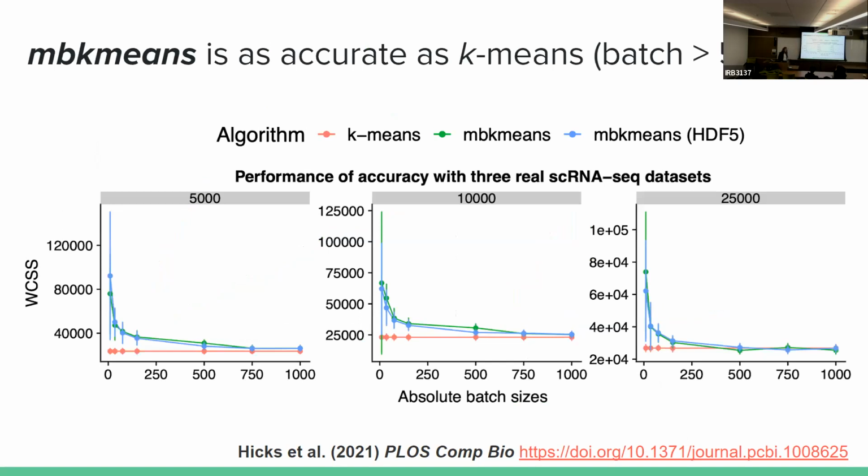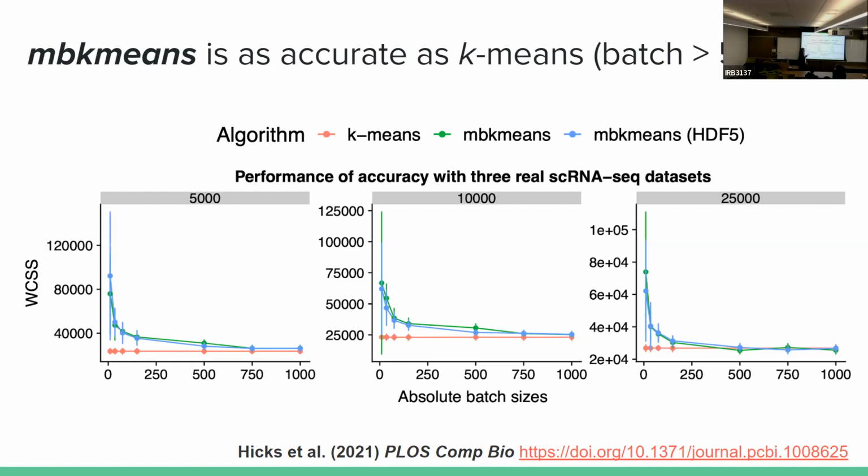So, trade-offs: what are the catches? I talked about this user-defined parameter, the batch size. Whenever we talk about speeding up algorithms, usually there's a loss of accuracy. So the take-home message is that mini batch k-means is as accurate as k-means for a large enough batch size.